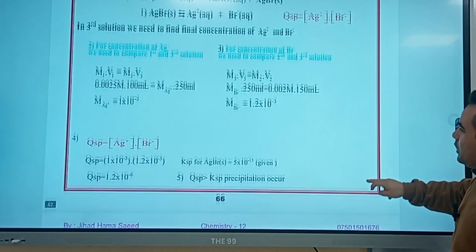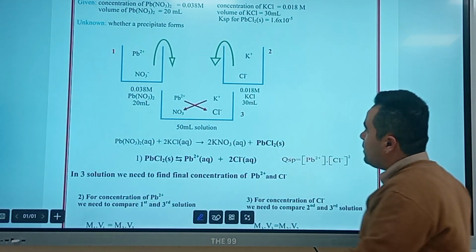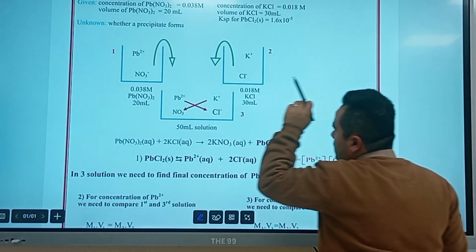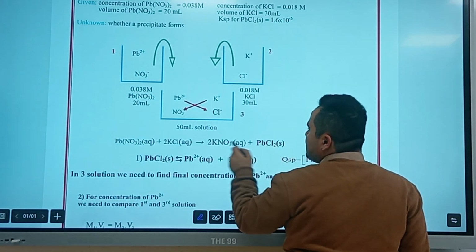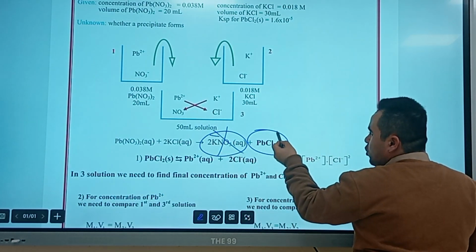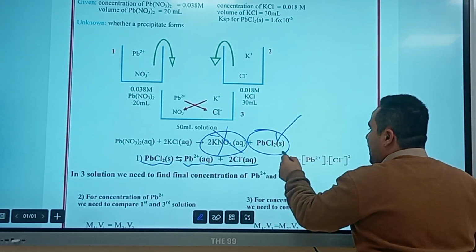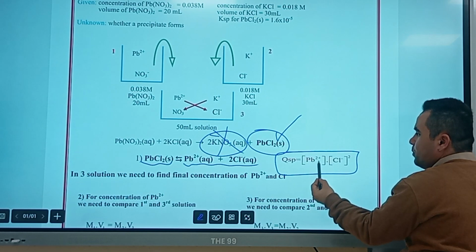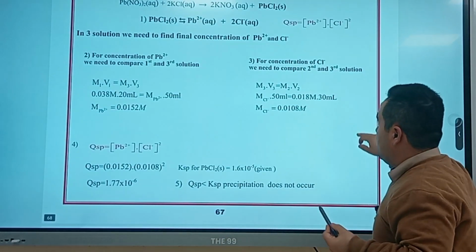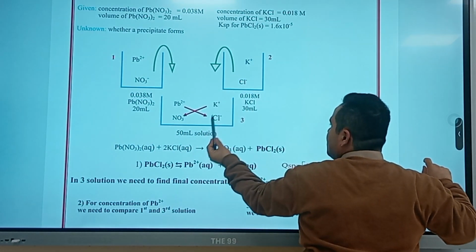The same question, guys, the same strategy. I will be solving one more question here in order to show you the difference in the coefficients. Here, Pb(NO3)2 and KCl, we mix them, forming PbCl2 plus KNO3. Which one is soluble? This one. The insoluble one is PbCl2. So write the dissociation equation for the insoluble one and the IP equation as well, equals the concentration of Pb multiplied by Cl squared. To find the concentrations of Pb and Cl, the Pb is between the 1st and 3rd, the Cl is between the 2nd and 3rd.